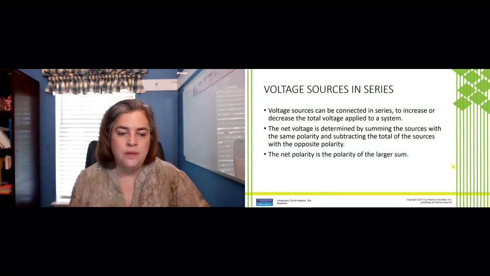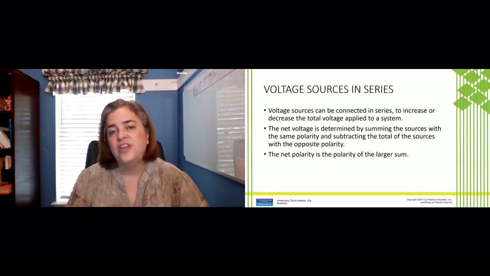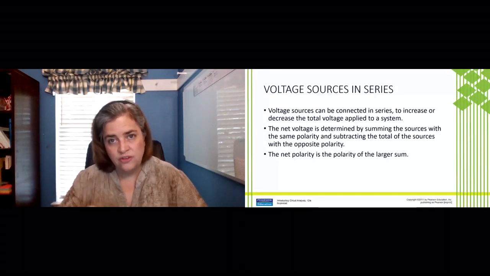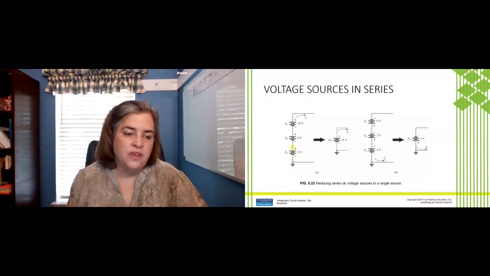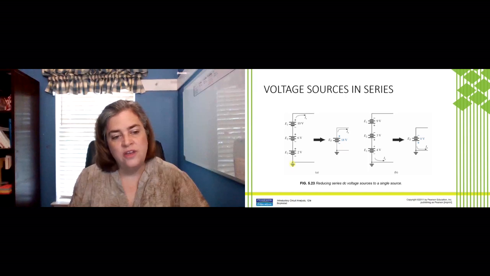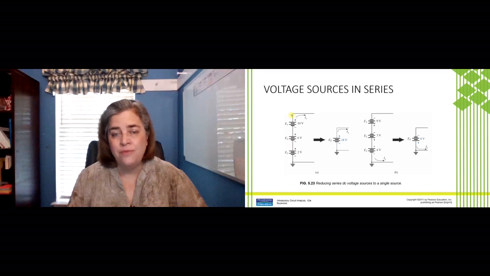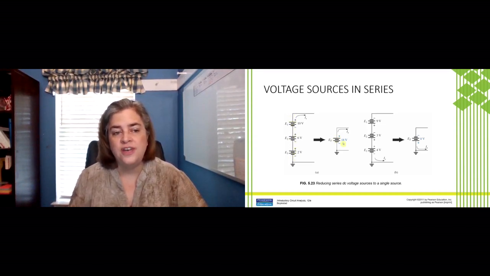The net polarity is the polarity of the larger sum, meaning the direction of the net voltage is the direction of the larger sum, depending on what you have. In this case, we have a 2-volt source, starting at ground, going from negative to positive, so that's a voltage rise of 2 volts, then another rise of 6 volts, and another rise of 10 volts. These are all in the same direction, so we add them: 2 plus 6 plus 10, or 18. The net voltage we're supplying to our circuit is 18 volts.